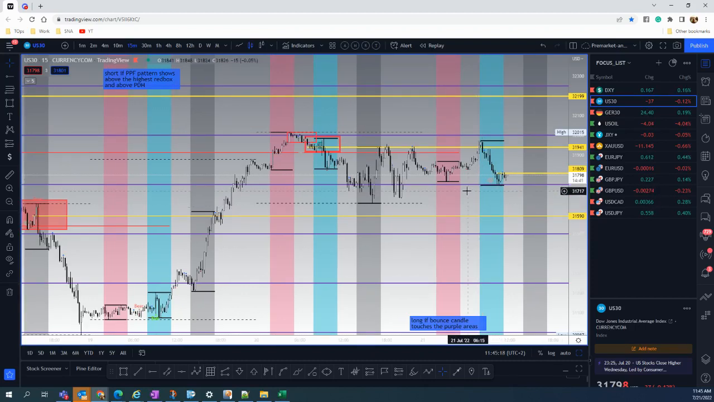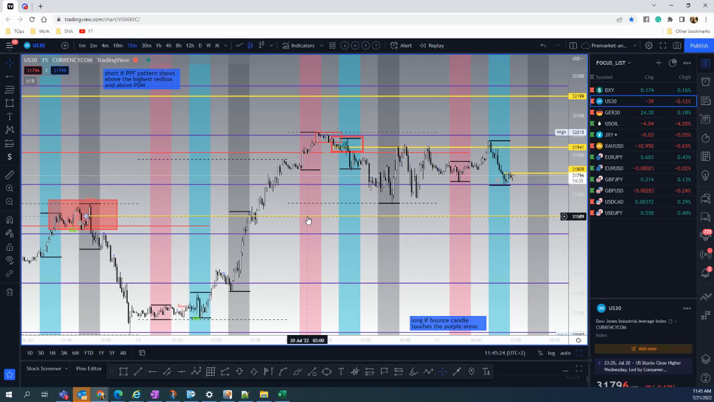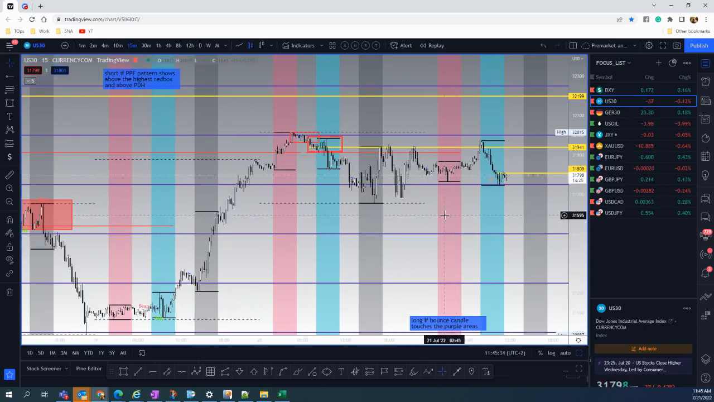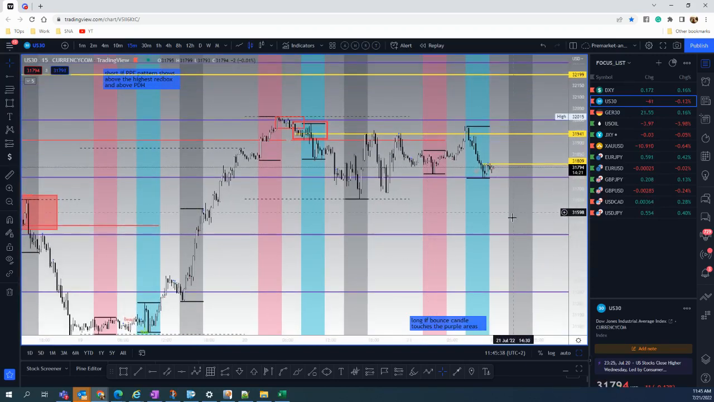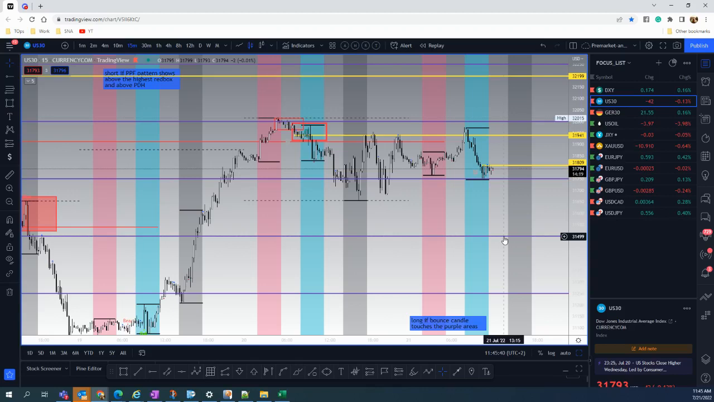Usually those levels are at order blocks. But sometimes I need to delete some of them, for example this one got hit but did not respect, so I need to delete this one. Usually I also set alerts there so that I don't need to watch my screen all the time.